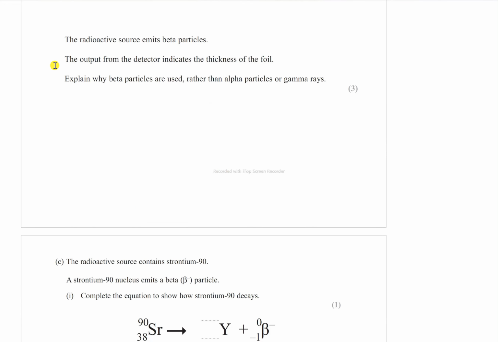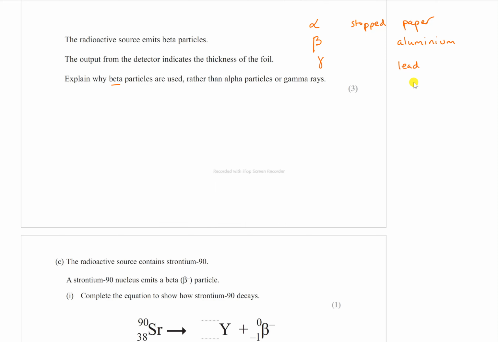So explain why beta particles are used. Remember what we said: alpha particles are stopped by a sheet of paper. Beta particles are stopped by an aluminium sheet. And gamma rays are stopped by lead sheets. So why is it that we use beta instead of alpha?